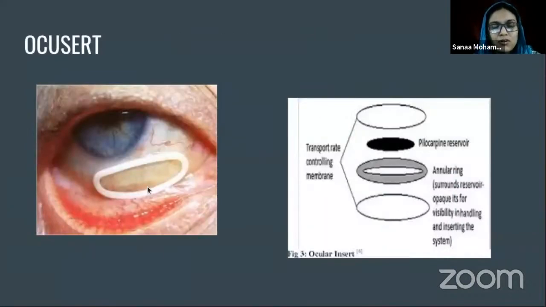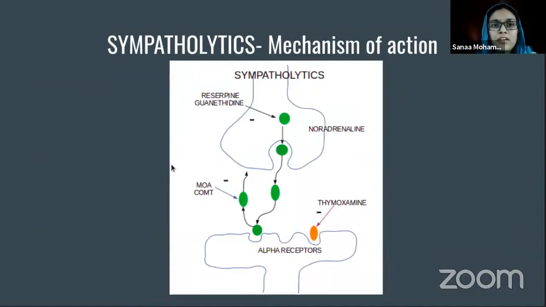Now this is Ocusert. Ocusert is a reservoir of pilocarpine, which releases it over a prolonged period, and can be introduced in the inferior cul-de-sac and releases pilocarpine over 4 to 7 days. Okay. So the next set of drugs which have miotic action: sympatholytics.